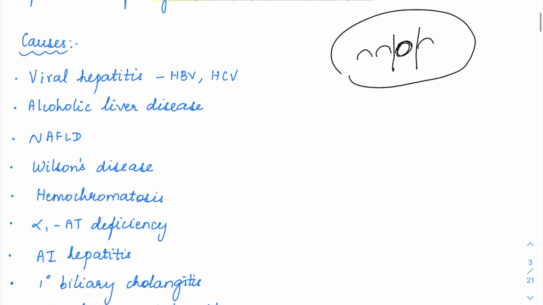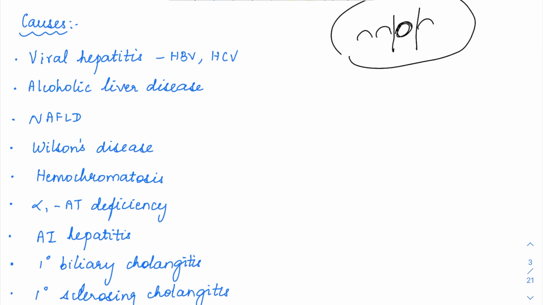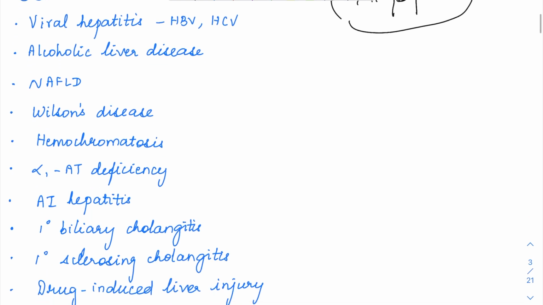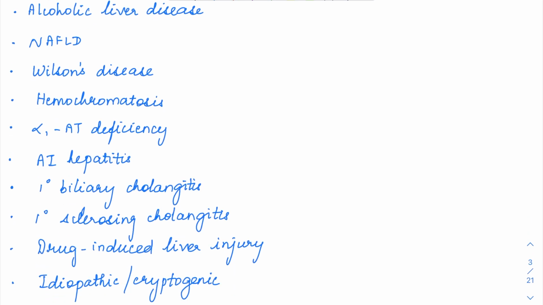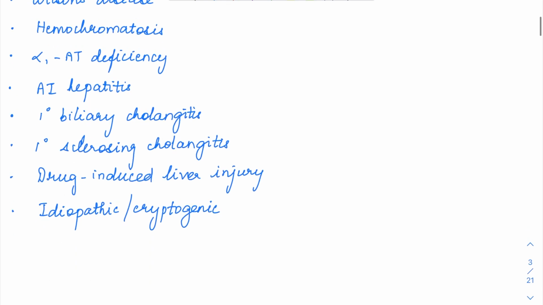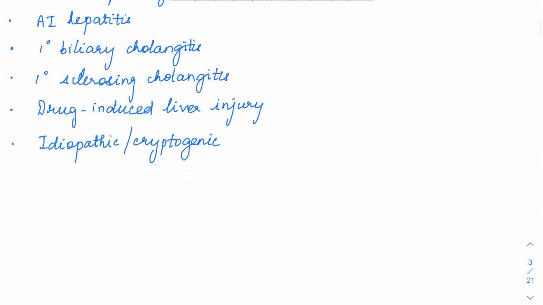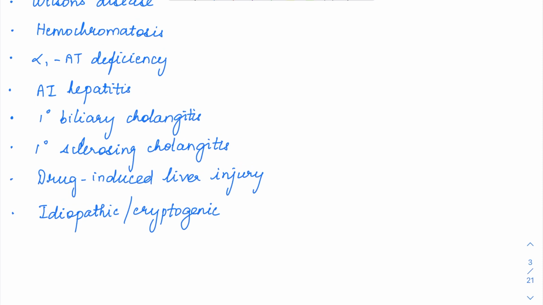The various causes of cirrhosis are viral hepatitis being the most common, with hepatitis B and hepatitis C being the ones causing it. Then we have alcoholic liver disease, non-alcoholic fatty liver disease, various metabolic diseases like Wilson's disease, hemochromatosis, alpha-1 antitrypsin deficiency, then autoimmune hepatitis, biliary diseases like primary biliary cholangitis and primary sclerosing cholangitis, drug-induced liver injury, and idiopathic causes, which is called cryptogenic cirrhosis. We'll be seeing each of these in detail in a short while.